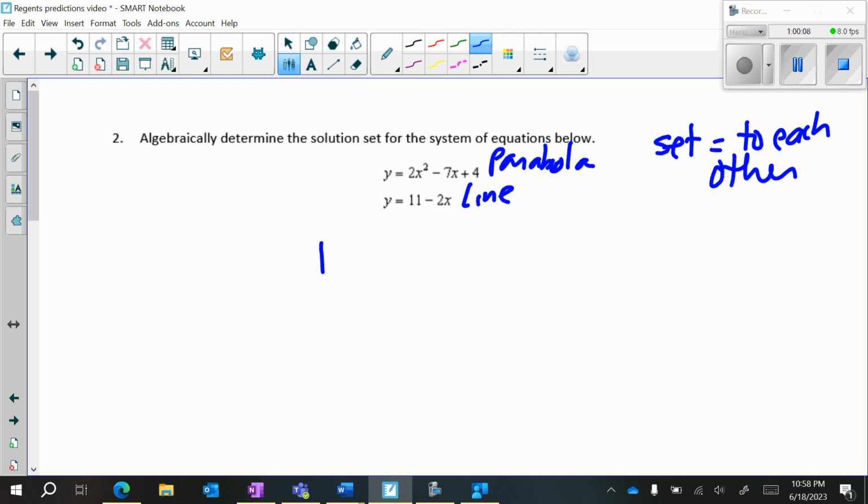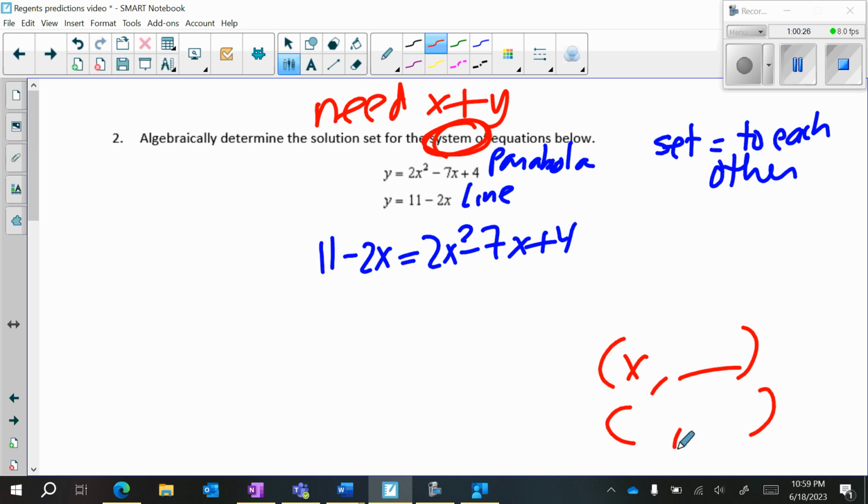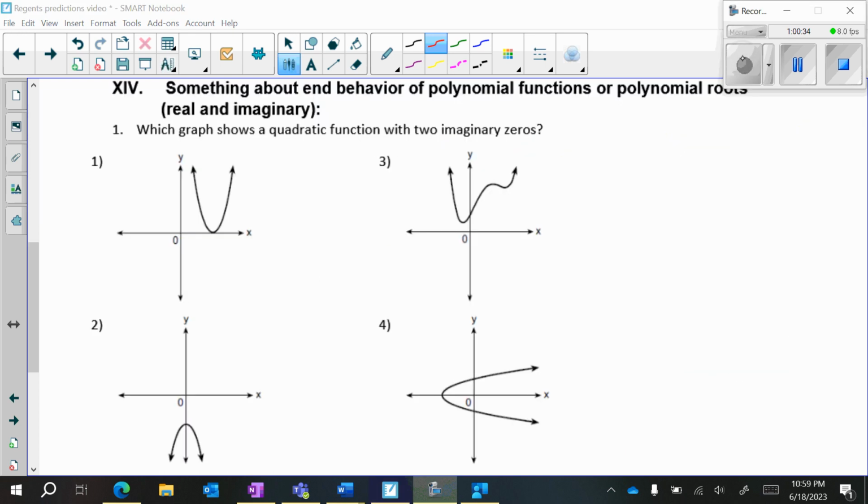So you just set them equal to each other, and then you would move everything to one side and you solve for x, and then eventually you solve for y. So a key thing about a system you need to know is you need x and y. So let's say you get x comma something, you have to actually plug in and solve for y. So your answer is probably going to be 2 points of intersection with x's and y's, right? You need the y's, very important.